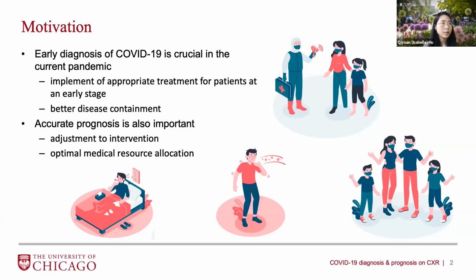And also accurate prognosis is important as well, because we can adjust treatment for patients if necessary, and also predict the needs for certain medical resources and optimize the allocation of those resources. Which is helpful when the pandemic puts a lot of strain on the healthcare system and when resources are limited.